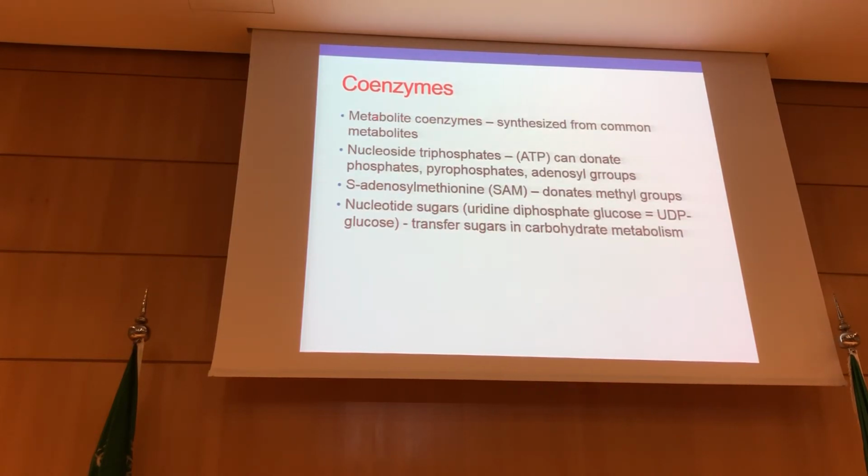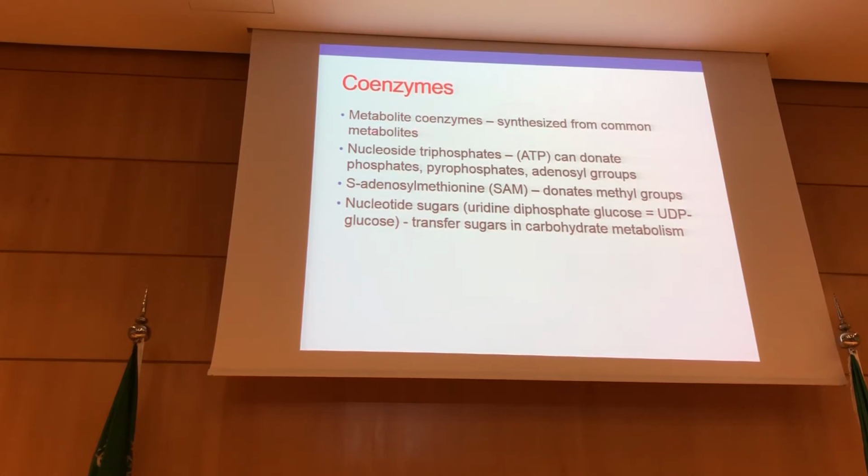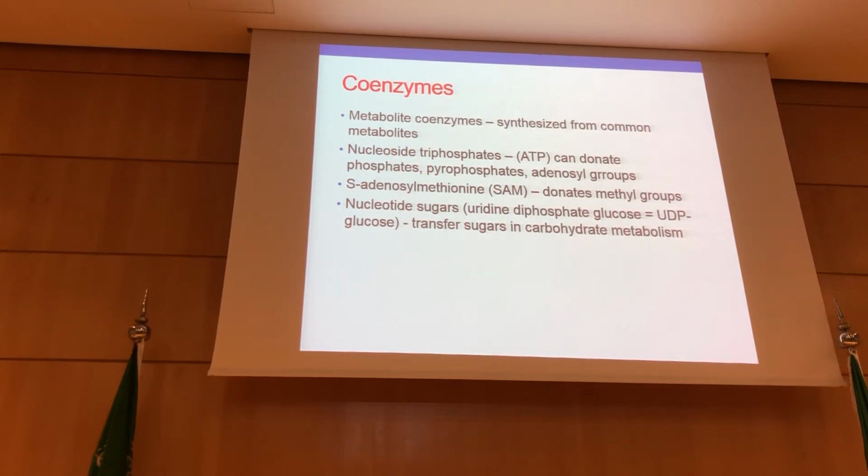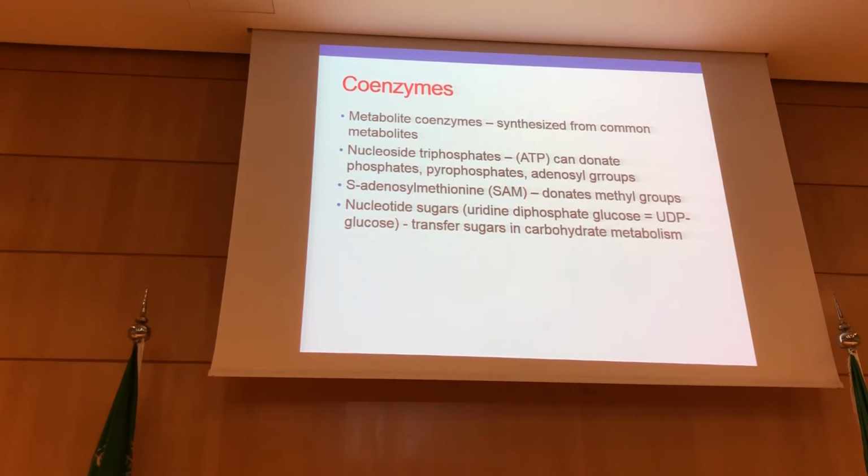So we have other substances considered as coenzymes. They are called metabolite coenzymes because they are synthesized during our metabolism. We have ATP, which is the nucleoside triphosphate. It is considered a coenzyme because it can donate phosphate or pyrophosphate or even an adenosine group. We have S-adenosylmethionine, which is obtained from methionine. It is a donor of a methyl group.